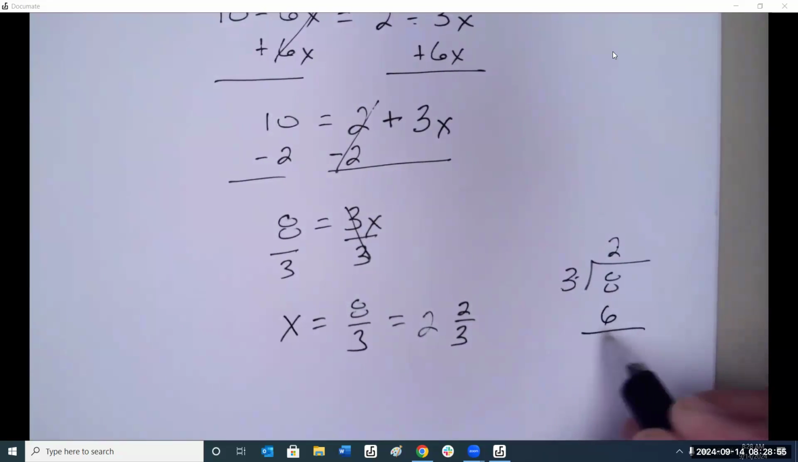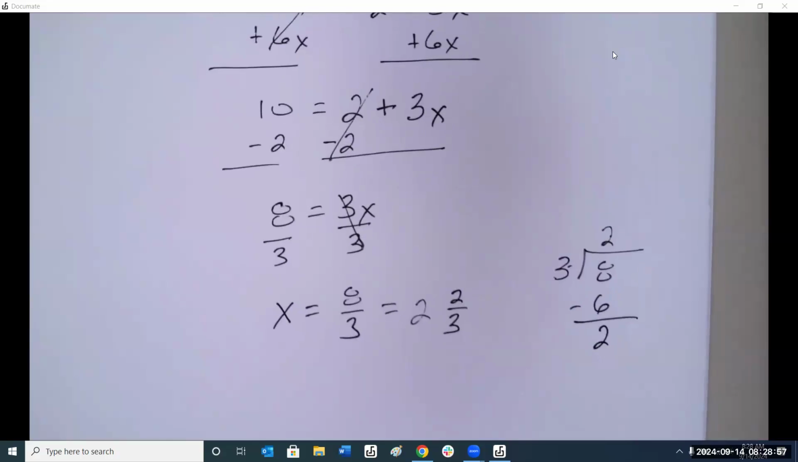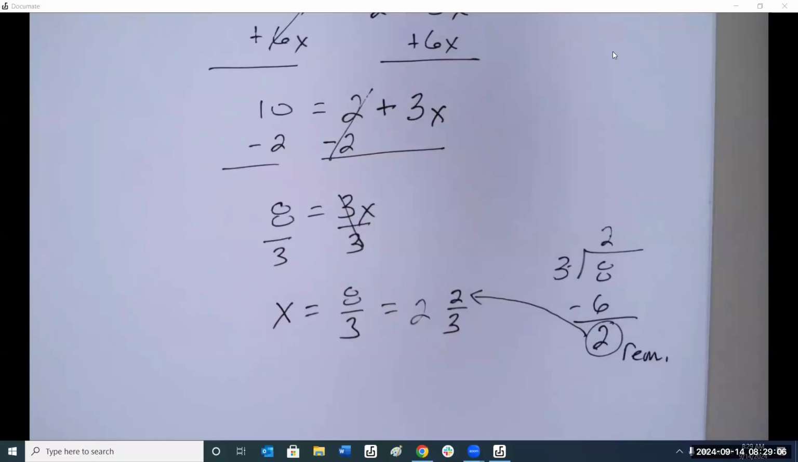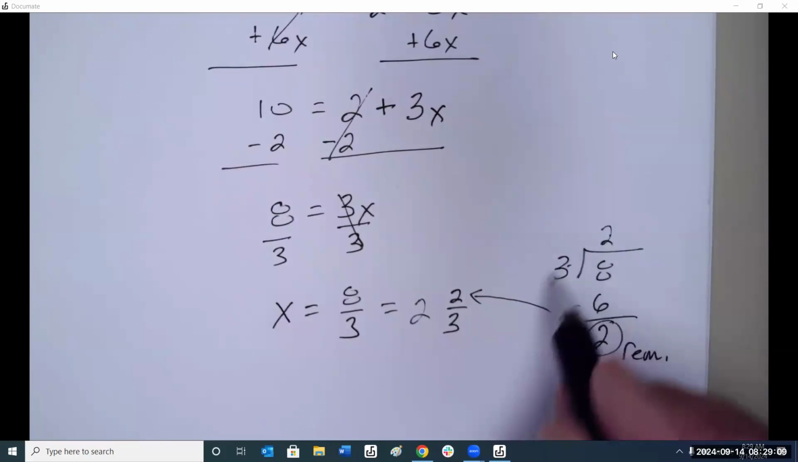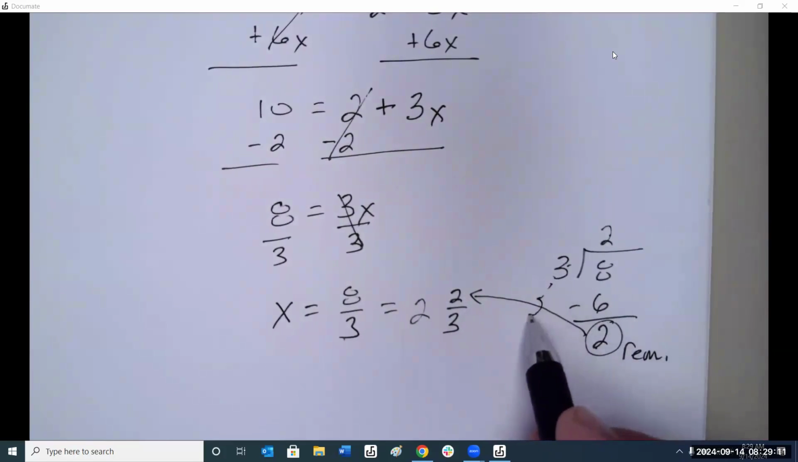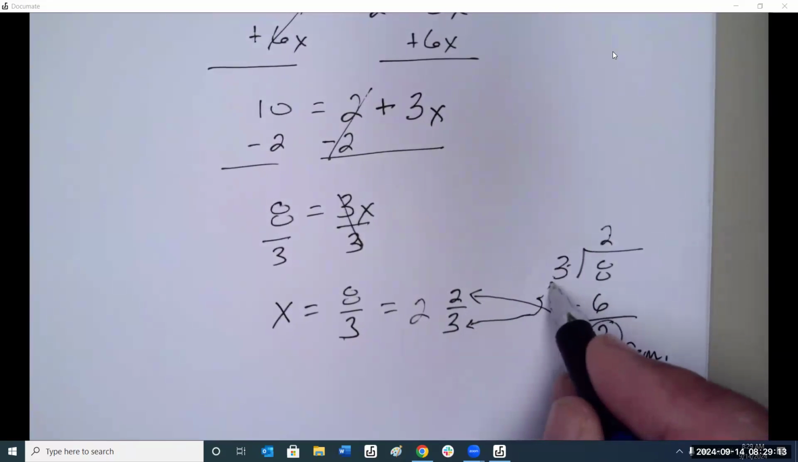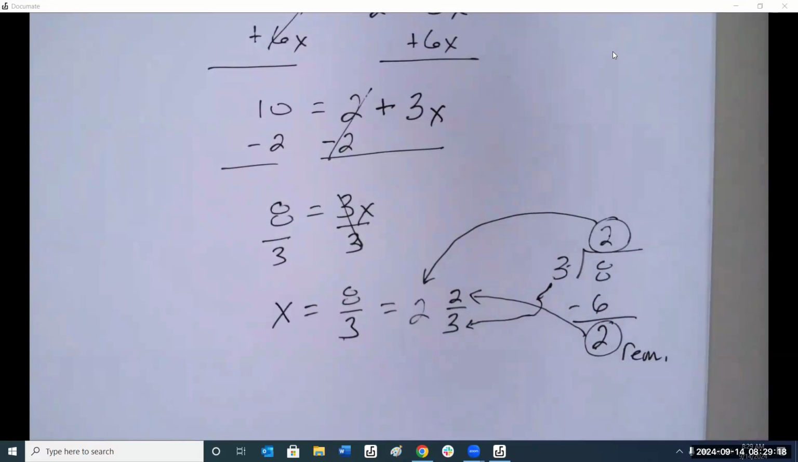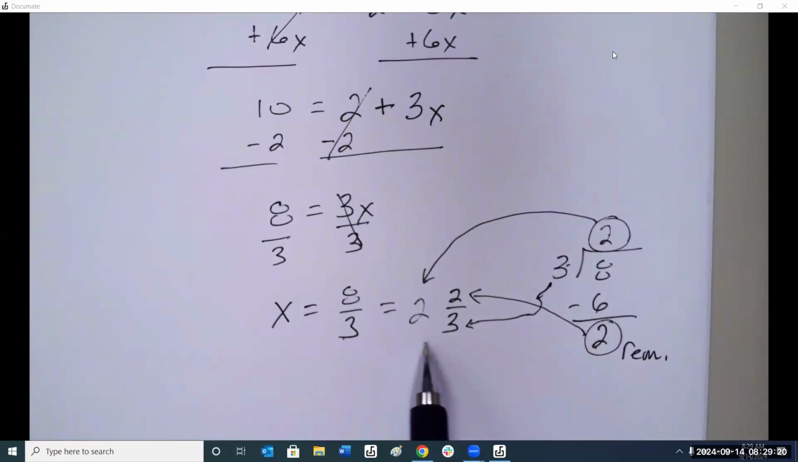3 times 2 is 6. 3 does not go into 2. So this is your remainder. That goes on top. This is your denominator. It stays on the bottom. And this is how many times it fits in there. What's that called? A mixed number, because it's made of integers and rationals.